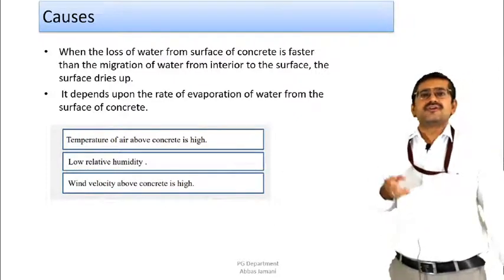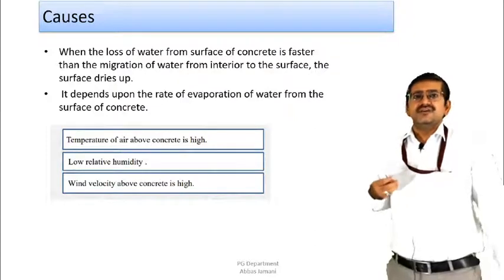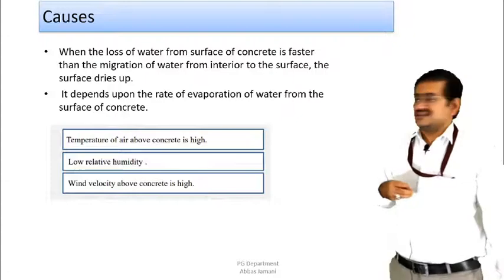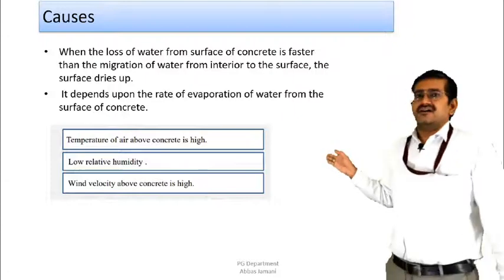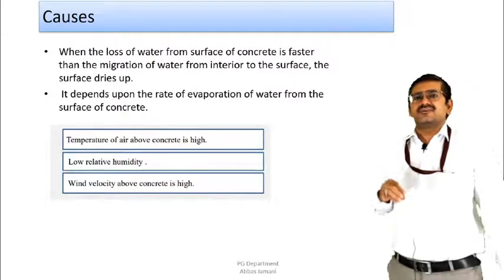So when you talk about rate of evaporation, it is hugely dependent upon a couple of parameters. Which are these parameters? If the temperature of the air above the concrete is high, then you can expect that the rate of evaporation is going to be faster.